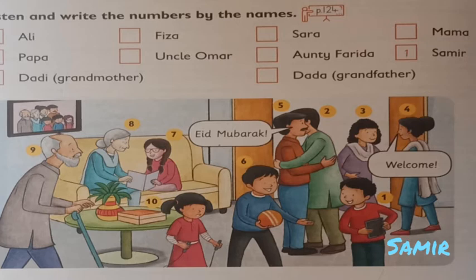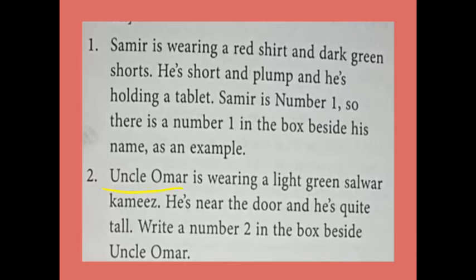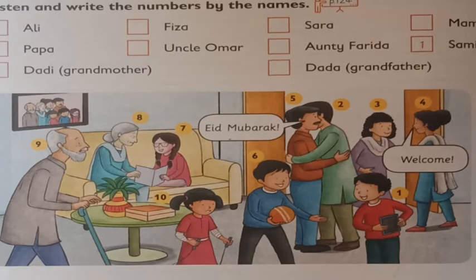Let's see another character. Second is Uncle Umar. Uncle Umar is wearing a light green shalwar kameez. He is near the door and he is quite tall. Write a number 2 in the box beside Uncle Umar. Dear student, let's find where is Uncle Umar. So he is Uncle Umar who is wearing light green shalwar and kameez and he is near the door. There is the name of Uncle Umar and beside his name there is a box. We will write number 2. So this is number 2.